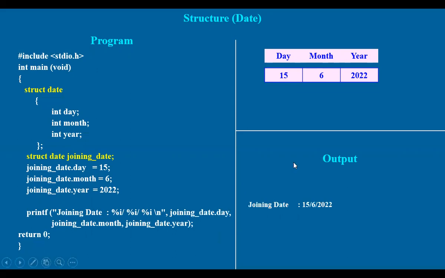So we have used the joining date variable name, dot day, comma, and so on. In the same single printf statement, we have given all the three field names. So when you run that, the joining date is displayed as 15/6/2022, our general custom notation. We show the date. So like this, the dates are displayed.